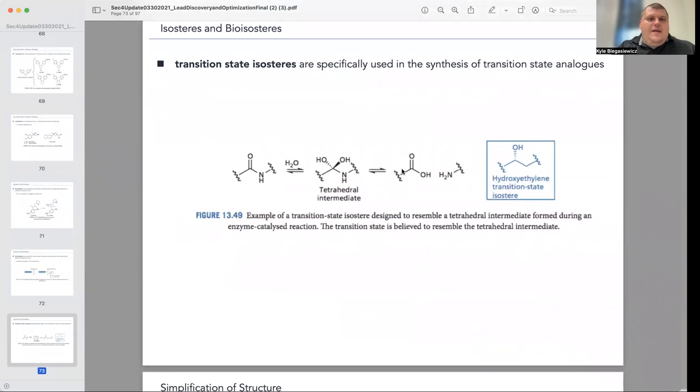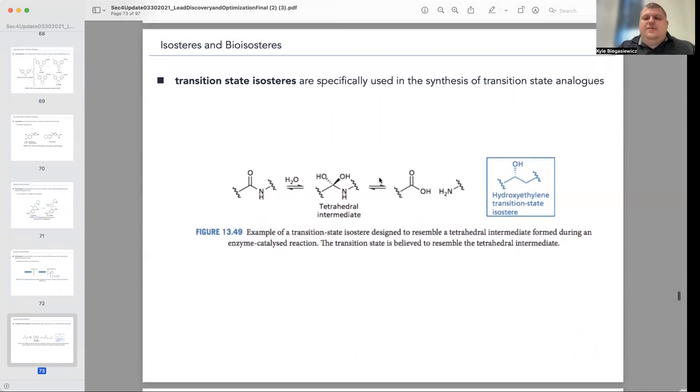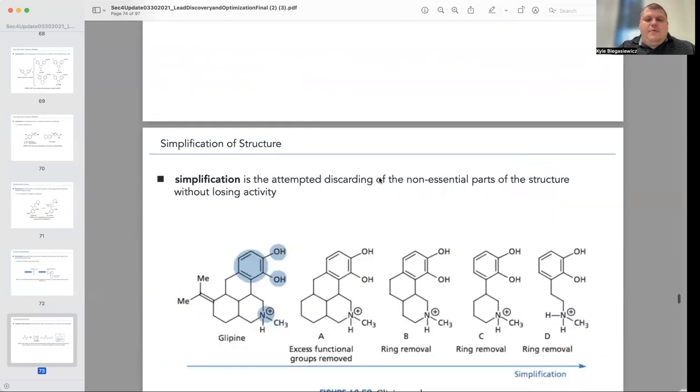72 continues on, bioisosteres an example. I would know that. 73, transition state isosteres. Anything having to do with that. You guys know that I love that tetrahedral intermediate. So definitely keeping those in mind is going to be important.